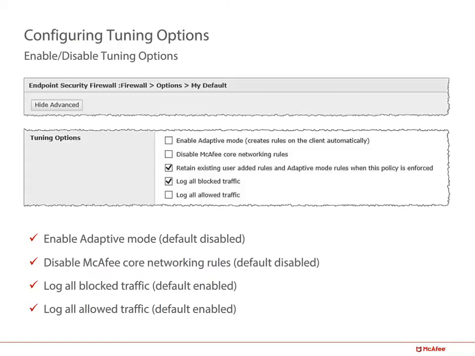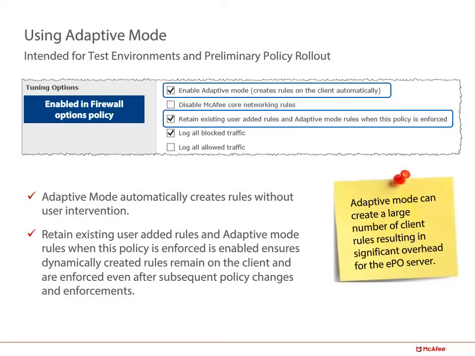You have the option of disable McAfee core networking rules. By default, this is disabled. If you enable this, then you might disrupt any network communications on the client. It is not recommended that you enable that. Log all blocked traffic is enabled, so we'll get everything logged to a firewall event log, which is FirewallEventMonitor.log on the client. And log all allowed is disabled by default. It would be logged to that same log if you want to. If you go in and select that, you might negatively affect the performance of your machine because it will be logging every allowed traffic, and that could be a lot of data. Using adaptive mode. Ideally, this is intended for your test environments and before you actually do your rollout.